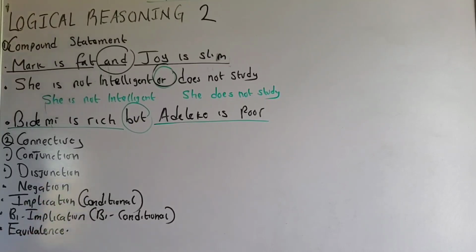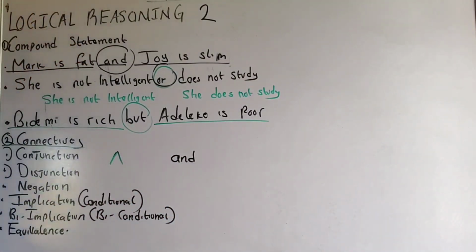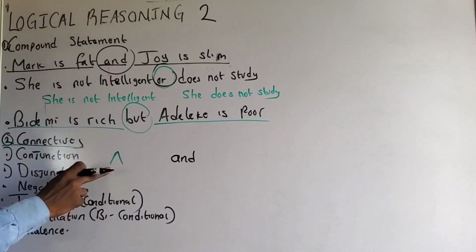Equivalence. Now, these are the connectives that we have, and they have symbols that we use to represent them. Conjunction is represented by this symbol, and the name of this symbol is and. When you have two simple statements joined together by and, this sign means and.